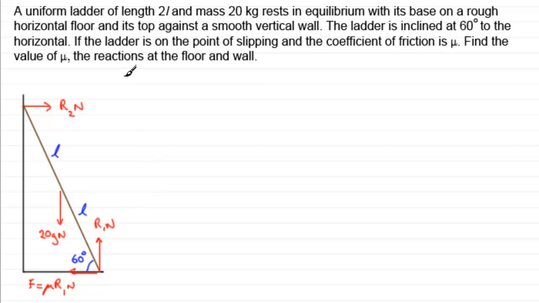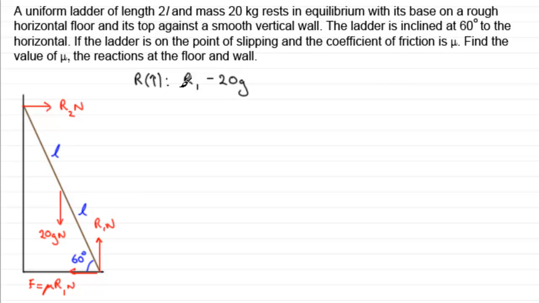So I'm going to first of all resolve in a vertical sense. I'm going to take upwards as positive. It doesn't matter whether you go upwards or downwards as positive, as long as you stick to it. Okay, so if we resolve upwards, what forces have we got? Well, we've got R1 acting upwards, and we've got the weight 20g newtons acting downwards, so that's minus 20g. As for R2 and the frictional force, mu R1, they're perpendicular to this vertical direction, so they won't come into this equation.